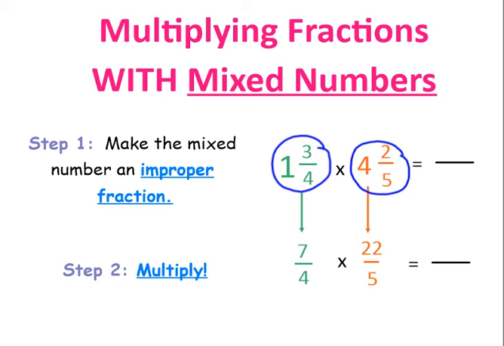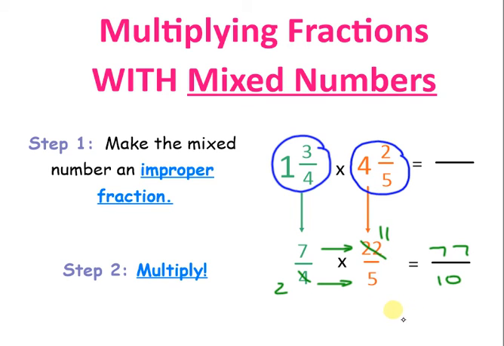Okay, I'm going to use the cross-canceling method here. So I have 7/4, which is as simple as it goes, and 22/5 is as simple as it goes. I'm going to go diagonal. 7/5 is as simple as it goes. Now I'm going to go diagonal this way. 22/4. I think I could divide by 2. So I'm going to make that 11, and I'm going to make this 2. And now I'm going to multiply right across. 7 times 11 is 77, and 2 times 5 is 10. 77/10 would be my final answer.